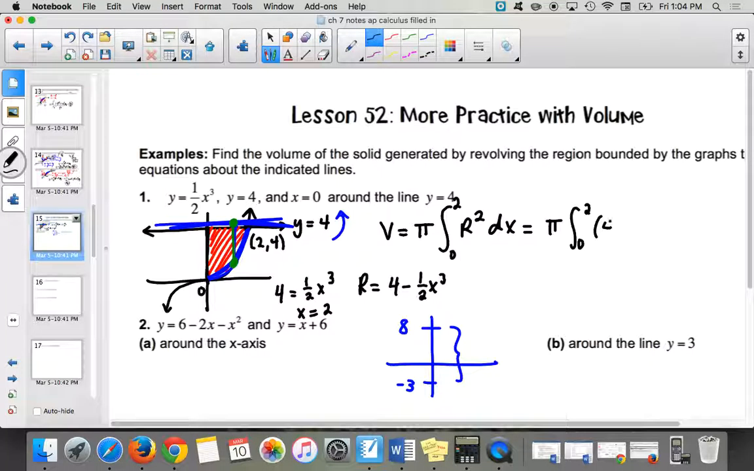So how do you know if you need a big R and a little r or just big R? If there is a hole cut out of it, then you will need both.